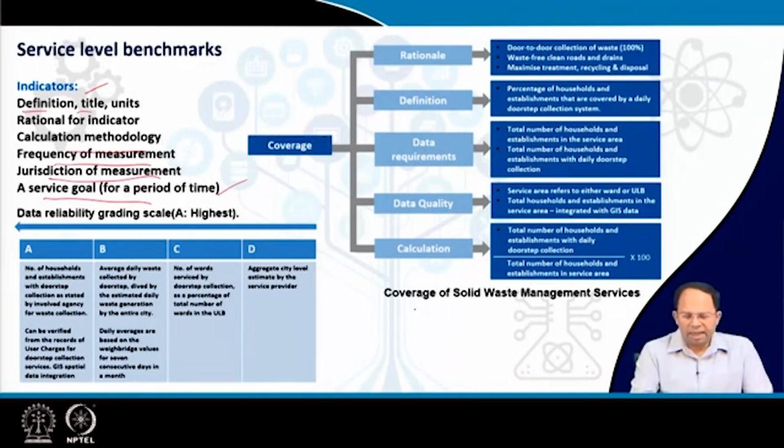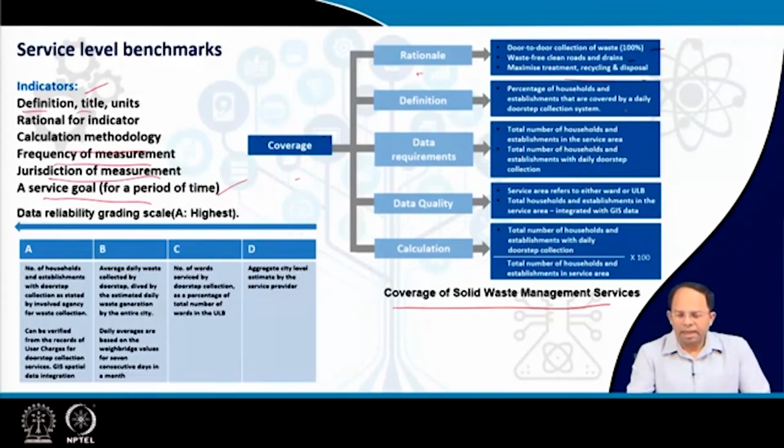When I take the indicator coverage of solid waste management service, you can see that the rationale is door-to-door collection is good for waste collection, and it results in 100% waste collection in urban areas, and it reduces the amount of waste that goes into the streets because it is being collected, and eventually from streets the waste goes into the drains, so that is being reduced. So overall it maximizes treatment and recycling and disposal of solid waste. The definition is straightforward: percentage of households and establishments that are covered by a daily doorstep collection system.